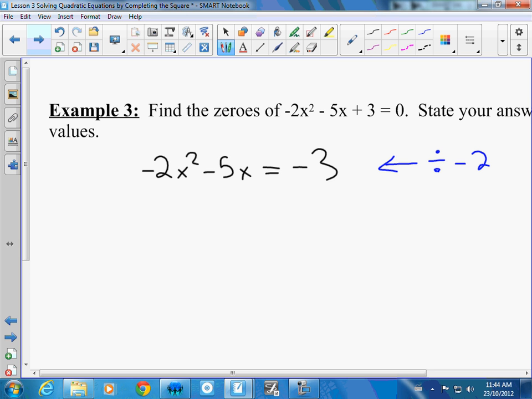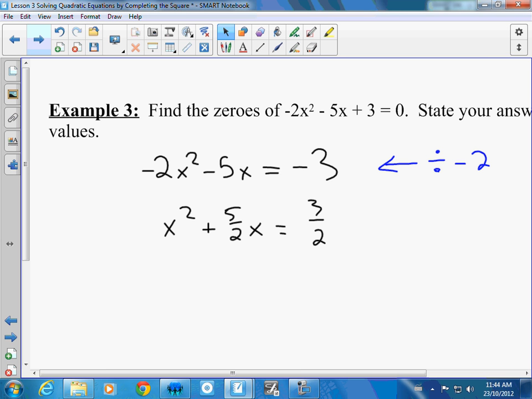What's negative 2x squared divided by negative 2? x squared. Negative 5 divided by negative 2 is positive 5 over 2 x. I'm leaving it as a fraction. I'm not converting it to 2.5 as a decimal. Don't do that. Equals negative divided by negative, so 3 over 2. That's not bad. I mean, they look kind of ugly, but we can handle it with completing the square. Even if it's fractions, we can handle it. Yes, we can. Don't give me that look. At least we made it positive.